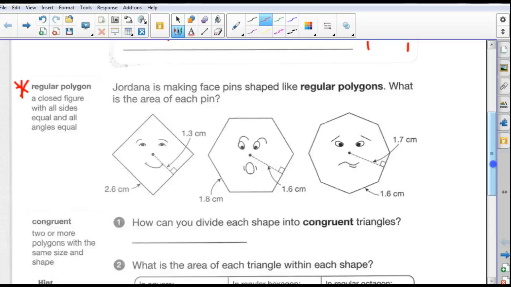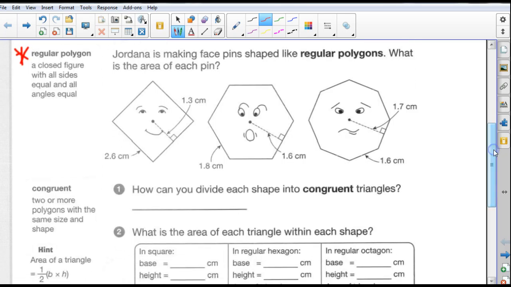Well, you can see we've got three different shapes here. They're all regular polygons. This one is a square, which means that all four sides are the same. This one is six-sided. That's called a hexagon, hexa meaning six. All six sides are the same. And this one on the right is an octagon, a stop sign. We've seen them when you're driving down the road. That means all eight sides are the same. The question is, how do we calculate the area?